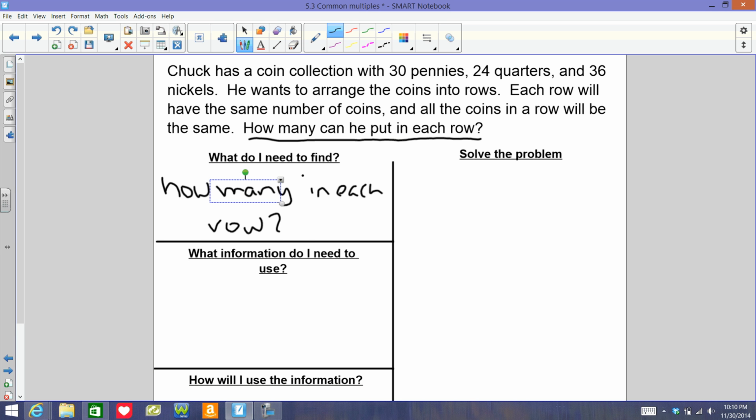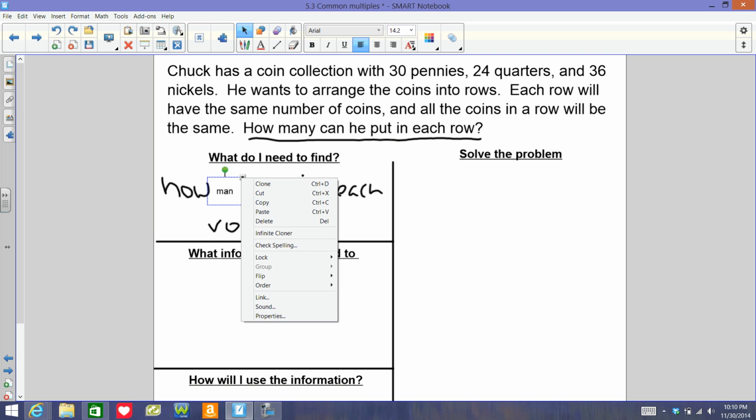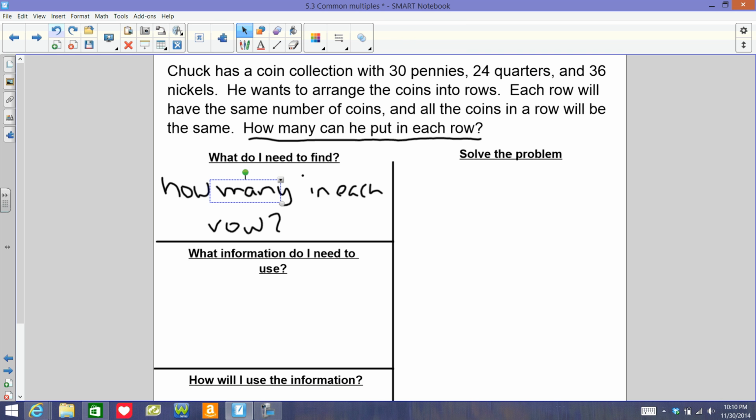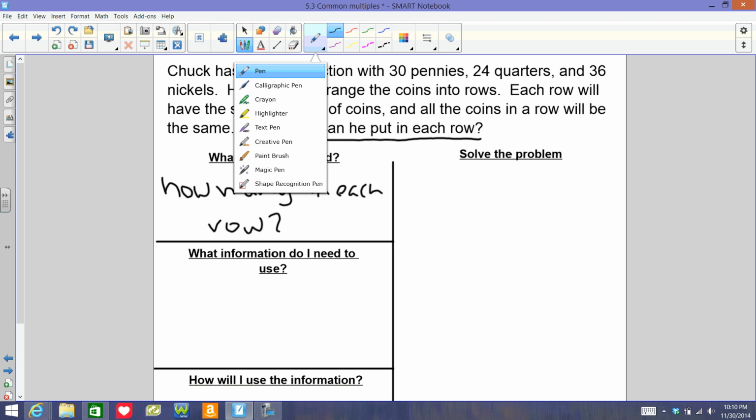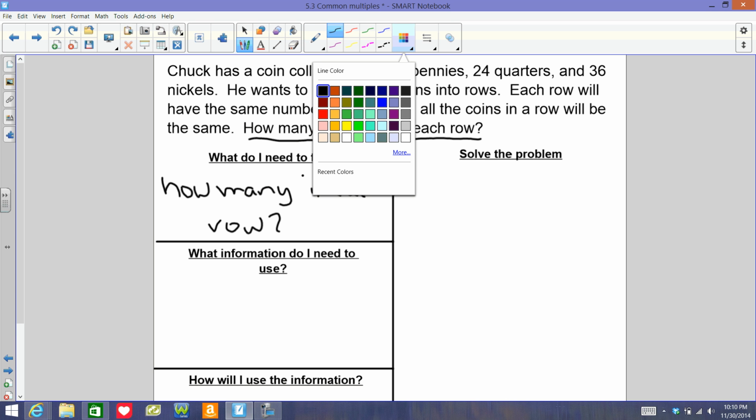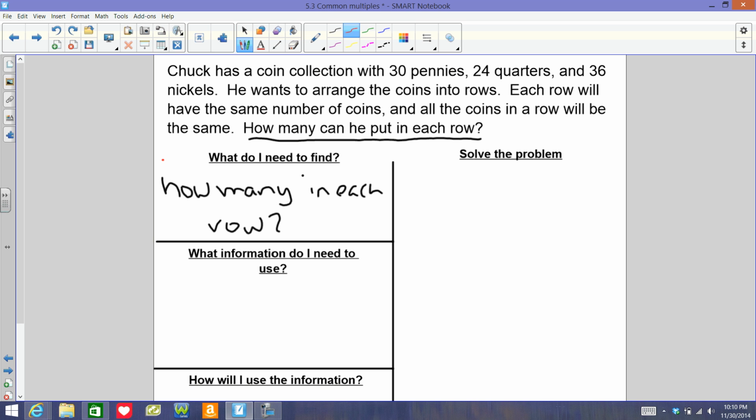Okay, so we want to know how many in each row. All right. The next thing that we want to find out is what information do I need to use? So we've got several ways that we can do this. What information do we need to use?